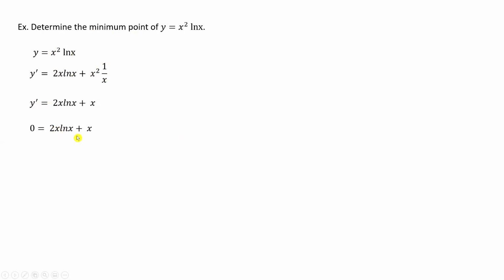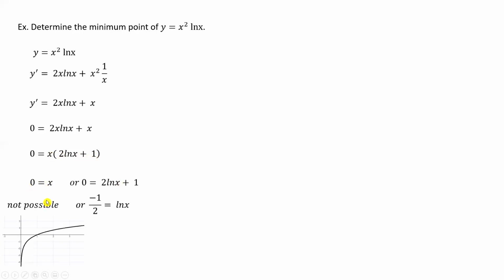We have a common factor of x, so we'll pull that out front. And if two things are multiplied together, either the first one equals 0 or the second one equals 0. So either x is 0 or 2 ln x plus 1 equals 0. Now, x equaling 0, that's actually not possible in this question. And let's look at why.